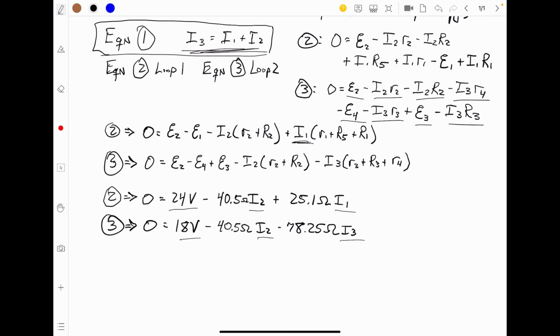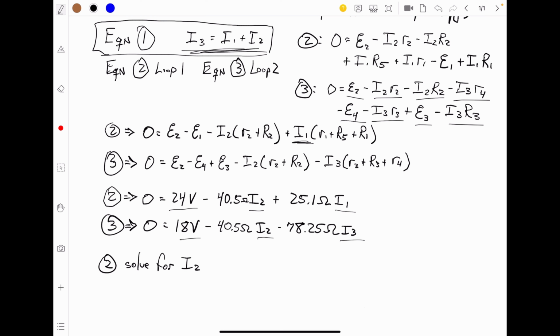Let's see, what did I do? I wanted to use that equation. So I used equation number 2 and I solved for I2. So let's just do that. Let's use equation number 2 and solve for I2. Then I'm going to take I2 and substitute it into every place that I2 is in the third equation. That's it. That's all we're doing.